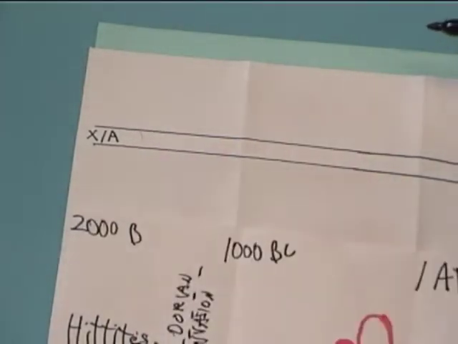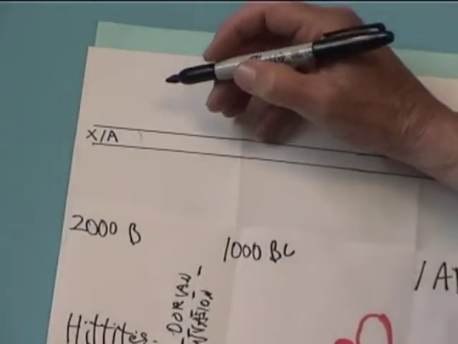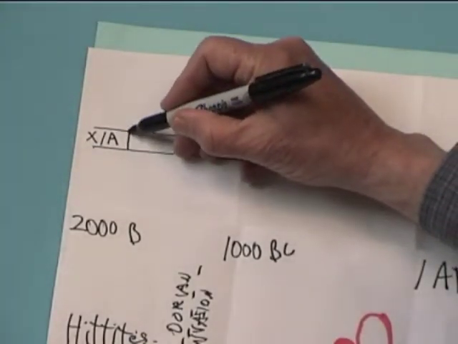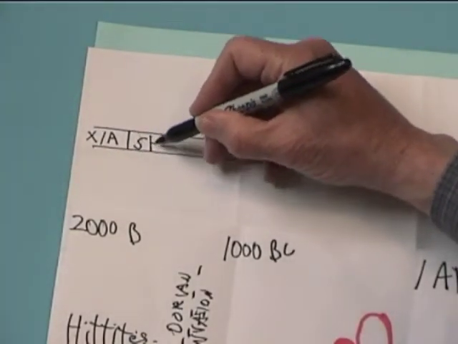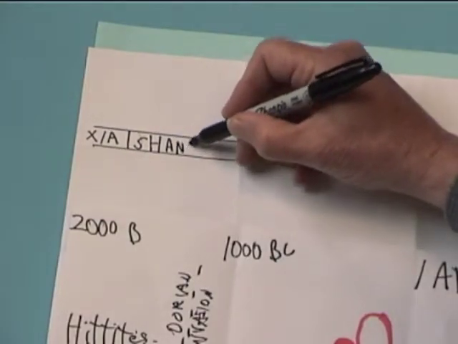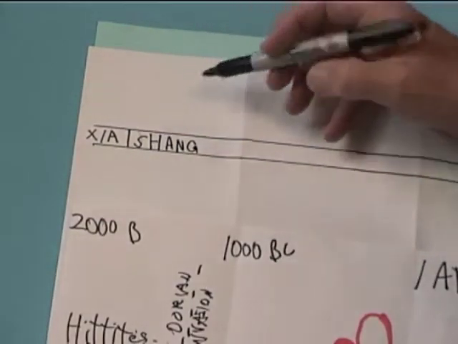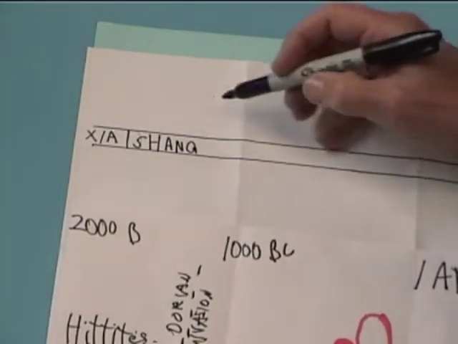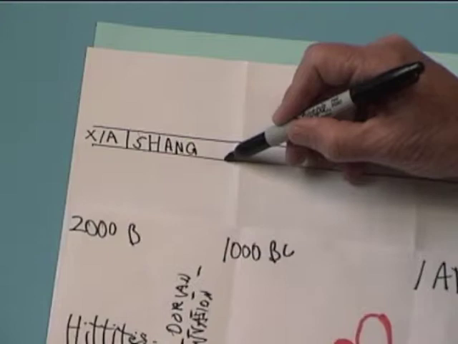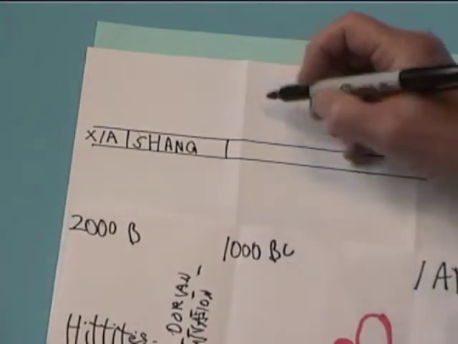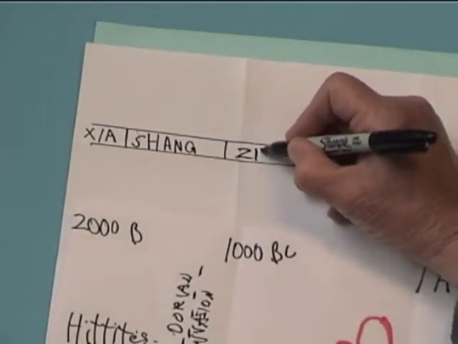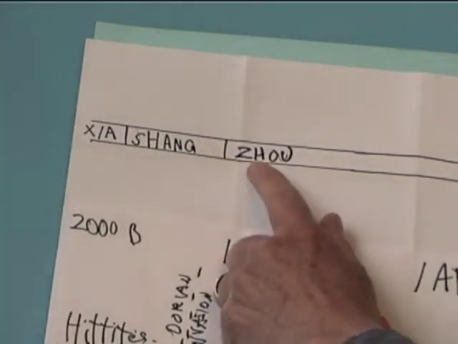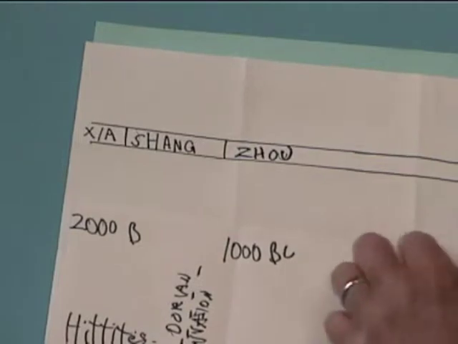The Xia is considered a legendary dynasty by some, but when we get to the next dynasty, the Shang, people agree that that was a historic dynasty, and that's starting in the 1700s BC. And by the time when we get here to the 1100s, we have the next dynasty called the Zhou. And now see again in this spelling system, ZH is the sound of J.